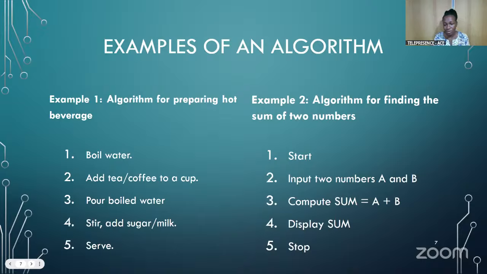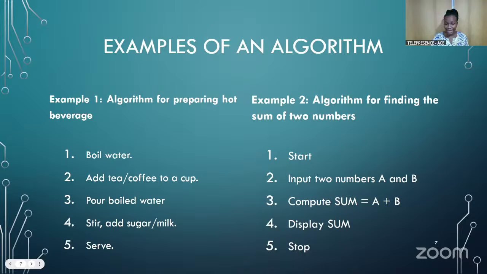Then the first step, you start. Since we are adding two numbers, you input the two numbers. Let's assume we denote them using variables a and b. So you input two numbers a and b. Then you compute the sum, which is a plus b. Then the fourth step, you display the sum. Then the fifth step, you stop.